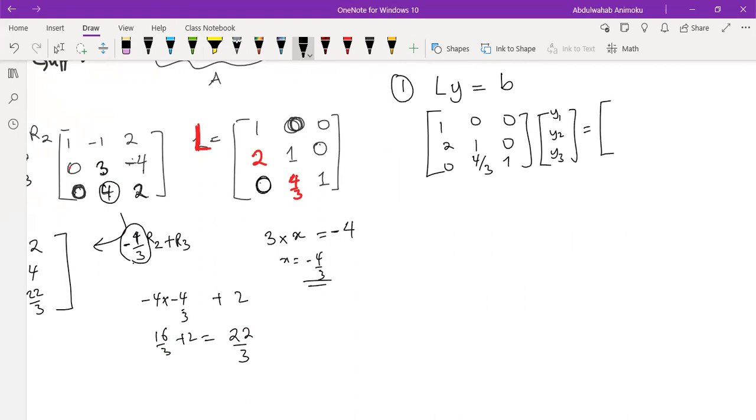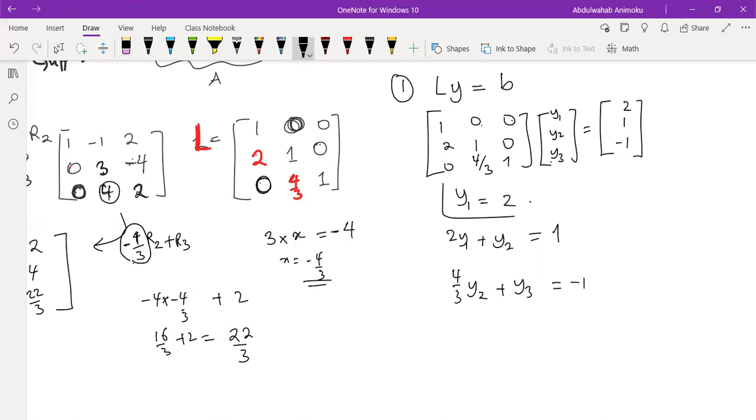What is B? This is 2, 1, minus 1. Don't forget. Now let's multiply this. That means 1 times Y1 plus 0 times Y2 plus 0 times Y3. So that is Y1 is equal to 2. The second one is what? 2Y1 plus Y2 is equal to 1. And the last equation is what? 4 over 3 Y2 plus Y3 is equal to minus 1.